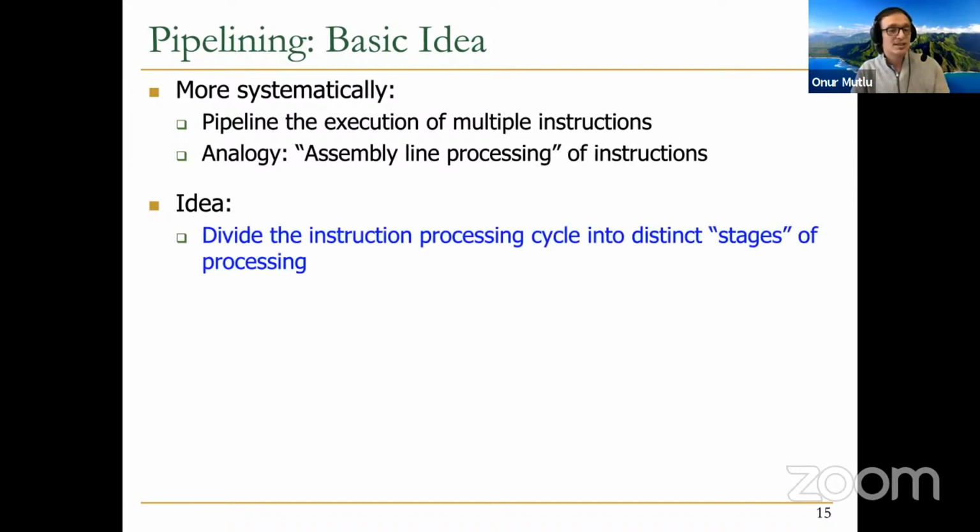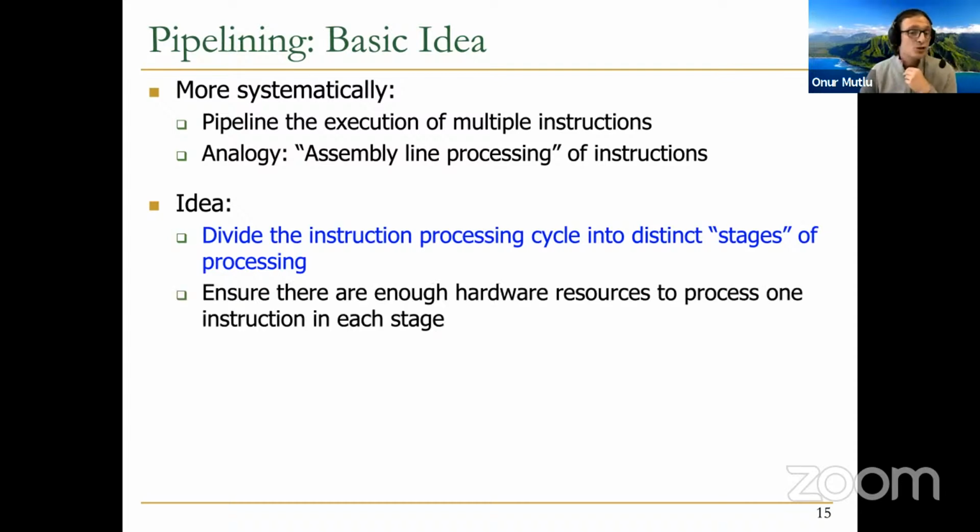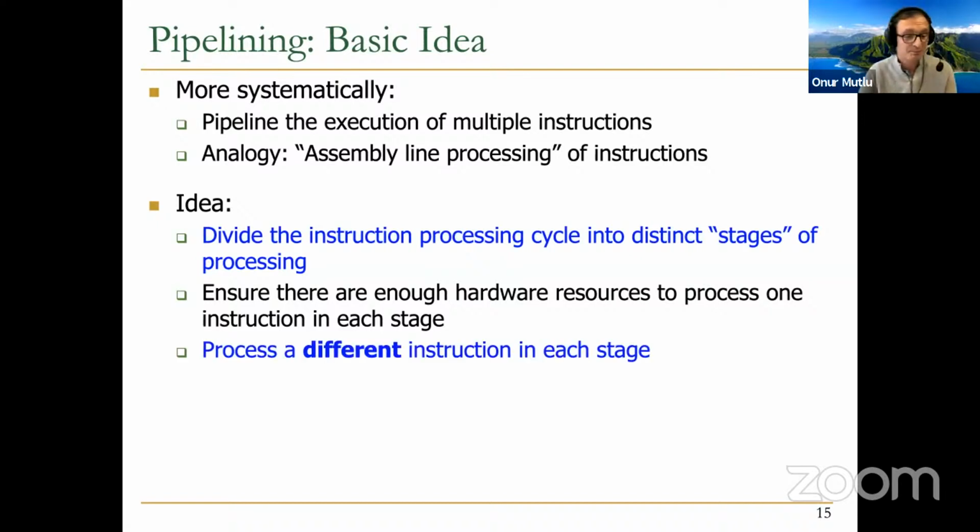So the idea, similar to a car assembly factory, is that we're going to divide the instruction processing cycle into distinct stages of processing, and ensure there are enough hardware resources to process one instruction in each stage. This is going to be really important. We should not miss any hardware resources for a given stage. That's what I meant by instruction fetch and data access. You need memories for both. That's why we're going to replicate the memory or add more ports to the memory.